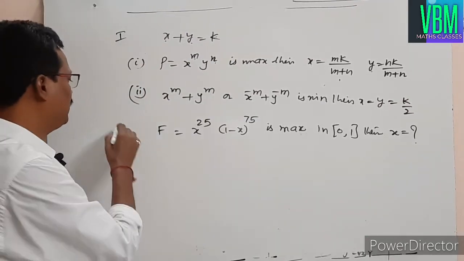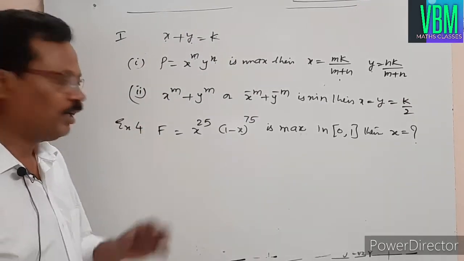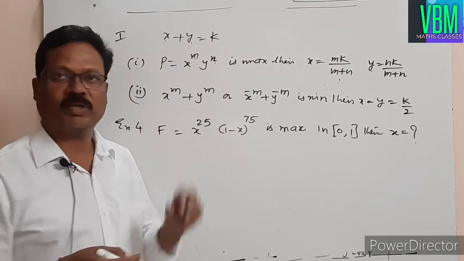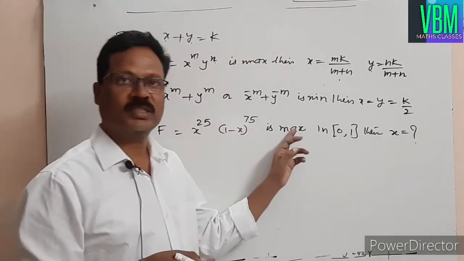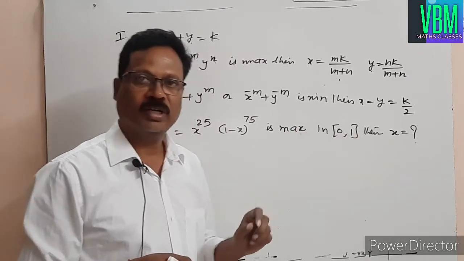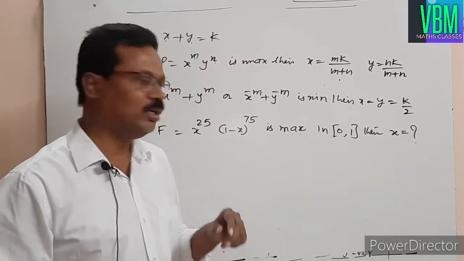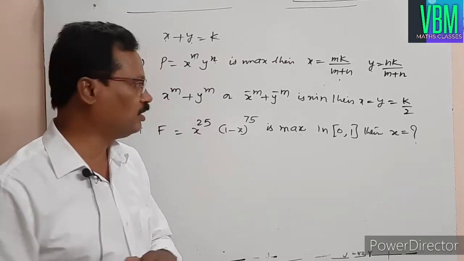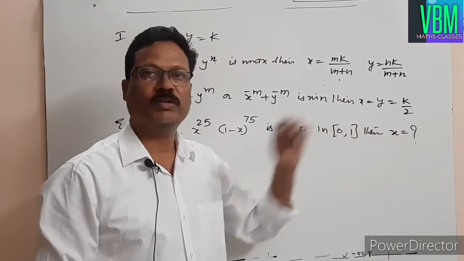See the next example, the same formula. f(x) is given as x to the power 25 into (1 minus x) to the power of 75, which is a maximum in the interval 0 to 1. x lies between 0 and 1. Why? Because 1 minus x is a positive number, x is a positive number. Then what about the value of x?